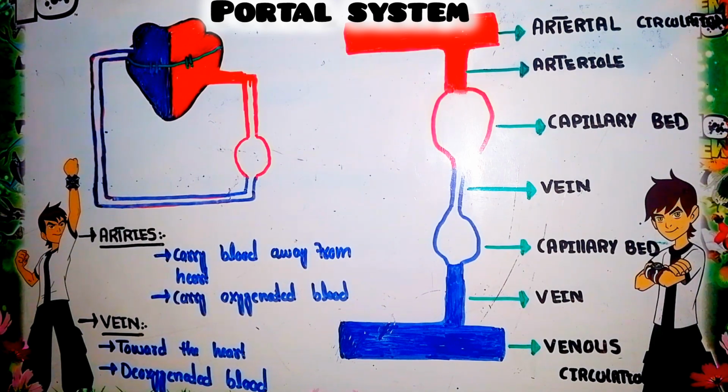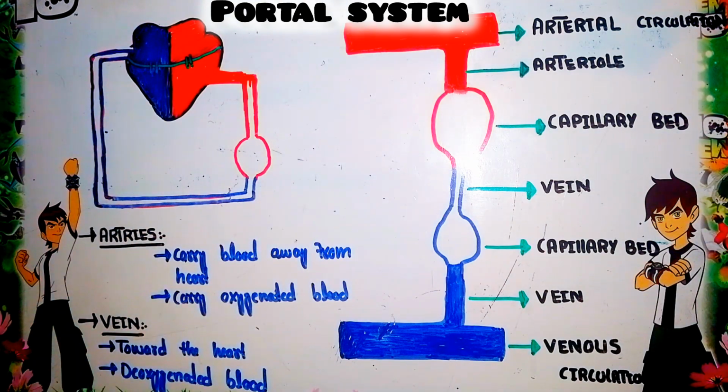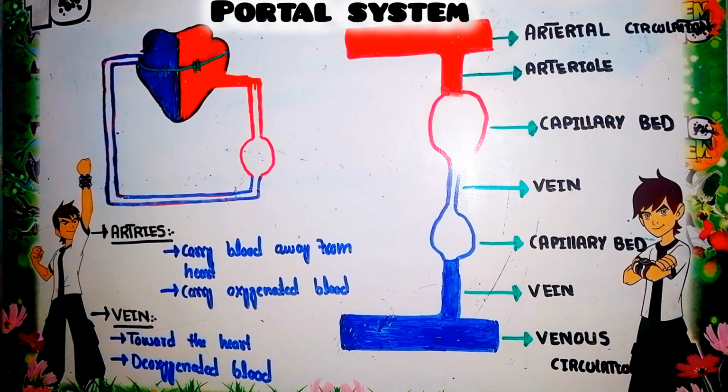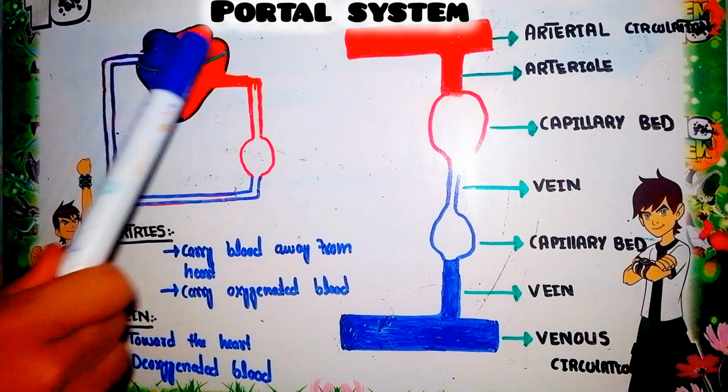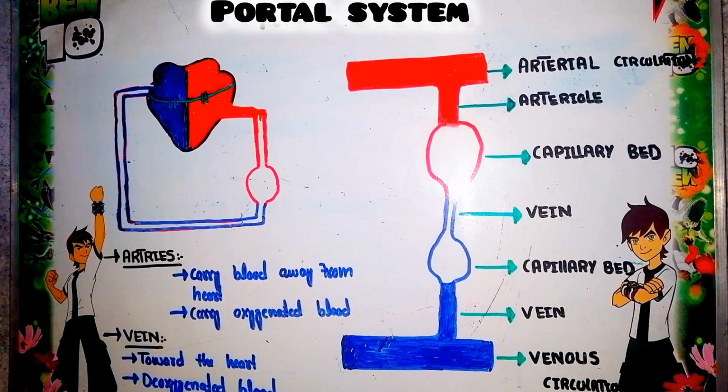In this video lecture we will discuss the portal system. But before discussing the portal system, we must have an idea of our cardiovascular system. Basically, our cardiovascular system is mainly composed of two parts. The first one is the heart and the second one is the blood vessels. Now, as we know, the heart is one of the pumping organs in our body.